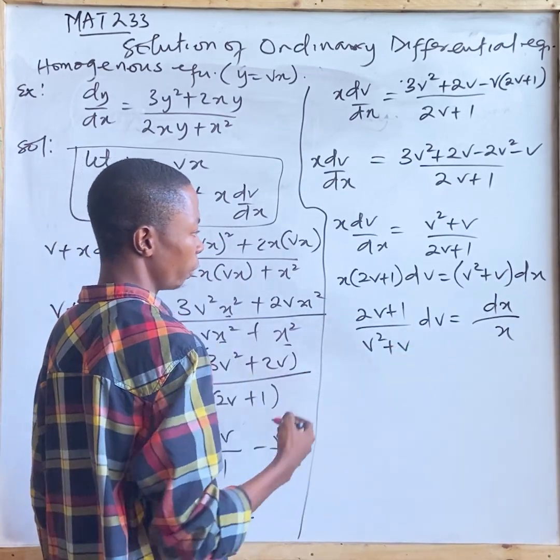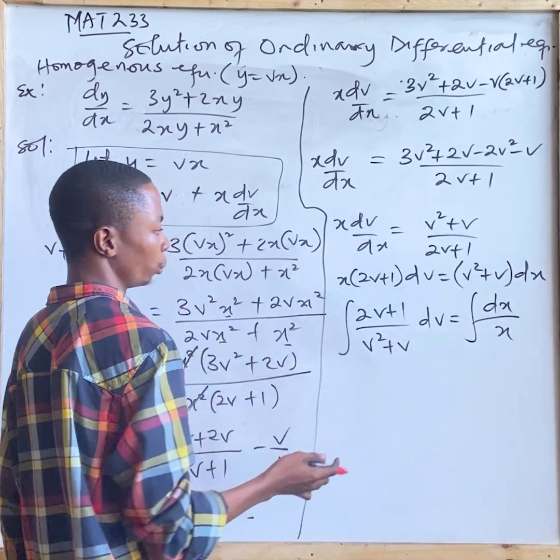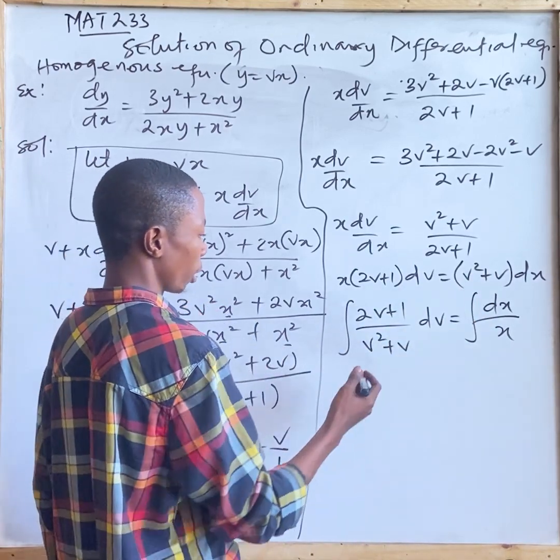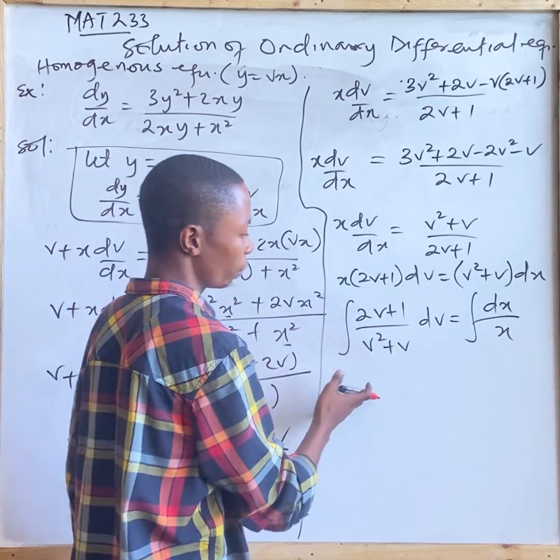So after separating variables, we'll integrate both sides with respect to the variable on each side. So how will I integrate 2v plus 1 over v squared plus v?